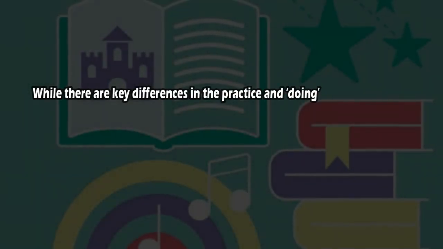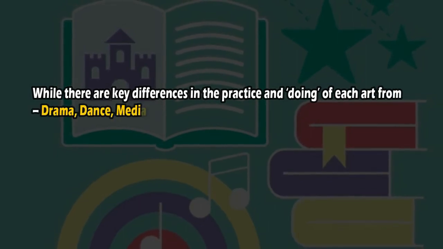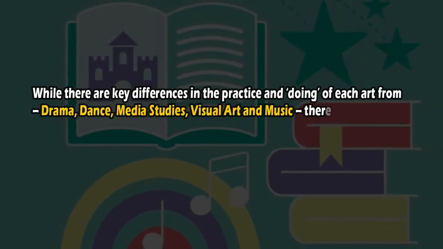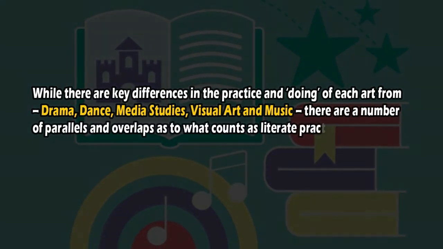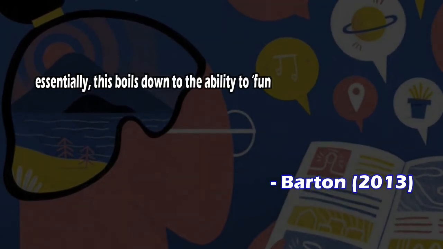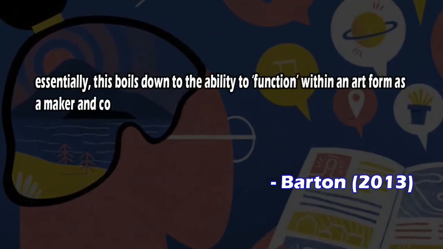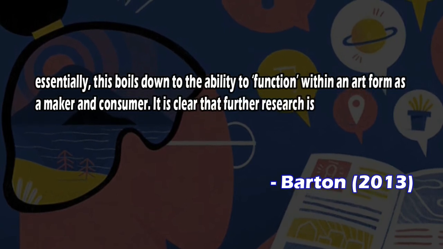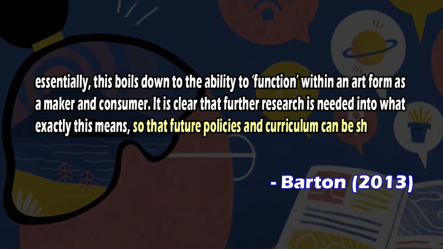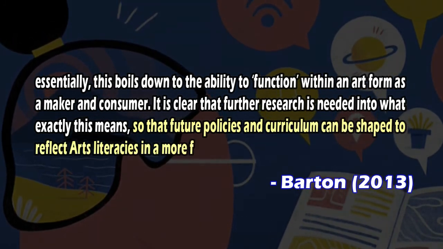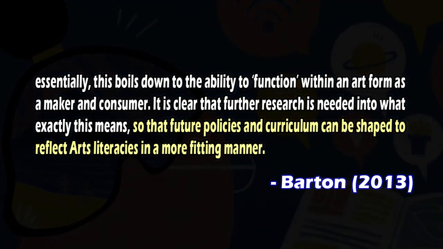While there are key differences in the practice and doing of each art form, drama, dance, media studies, visual art, and music, there are a number of parallels and overlaps as to what counts as literate practices in the arts. Barton 2013 argues that, essentially, this boils down to the ability to function within an art form as a maker and consumer. It is clear that further research is needed into what exactly this means, so that future policies and curriculum can be shaped to reflect arts literacies in a more fitting manner.